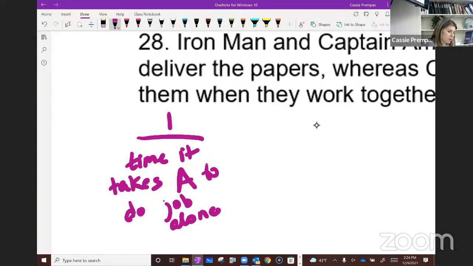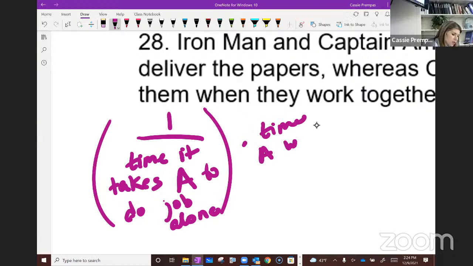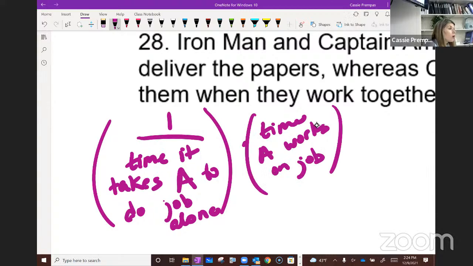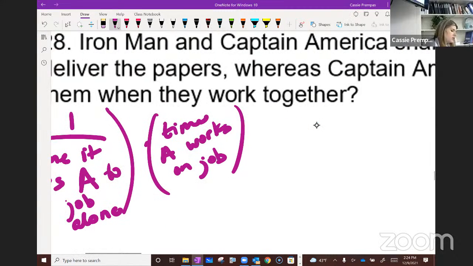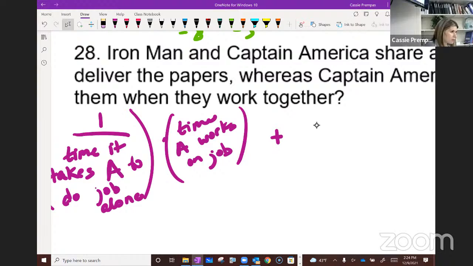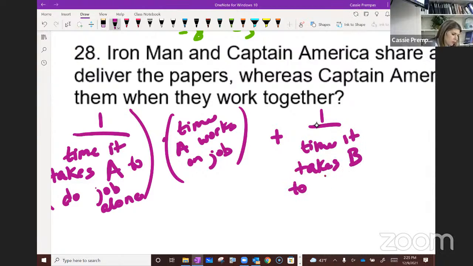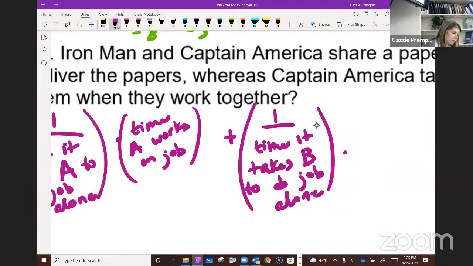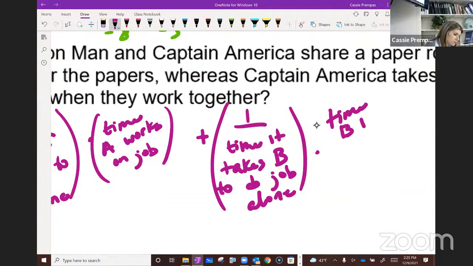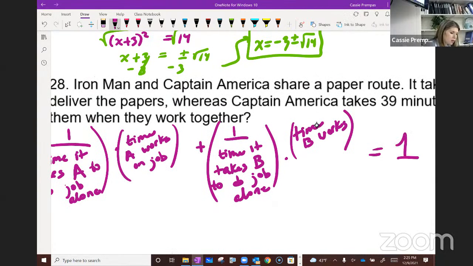Yes, job equals rate times time. So this is your rate multiplied by the time A works on the job. So if you work 4 hours, you're going to get your whole room cleaned. But in the math world, we're usually looking for when you have some type of help. So it would be 1 over the time it takes person B to do the job alone, multiplied by the time B works on the job, is going to equal the 1 job together.